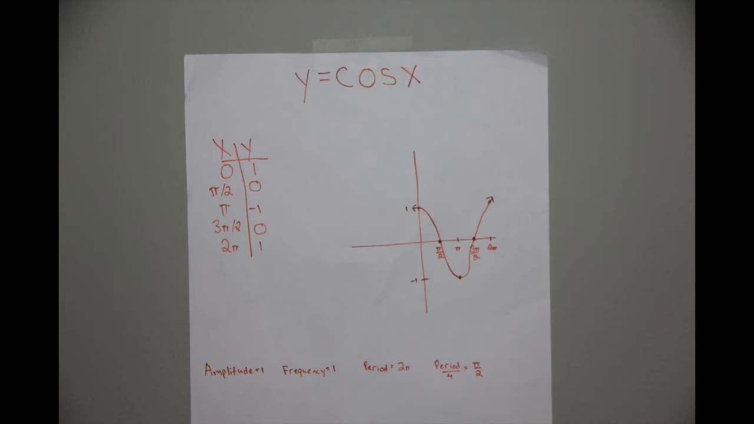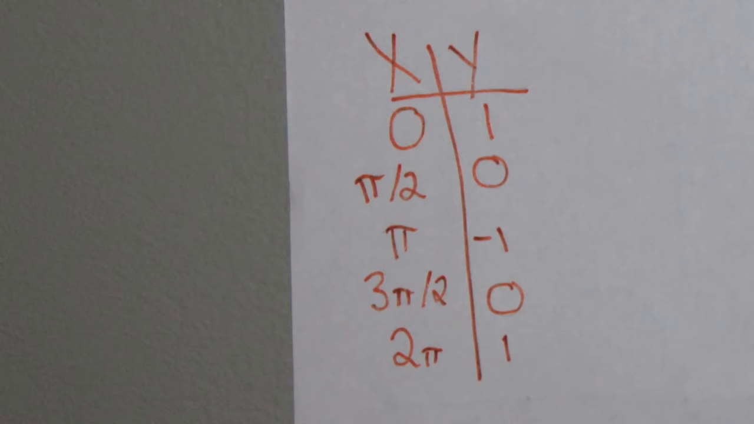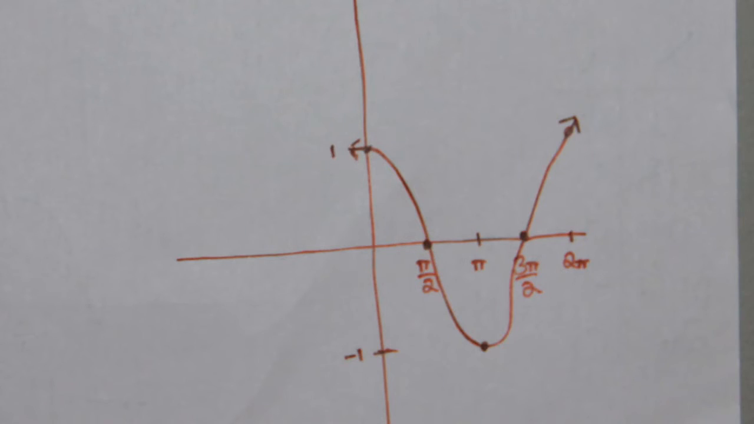How to graph the basic cosine function. Start at the amplitude, 0, 1. Then repeat the same steps for frequency, period, and period over 4 as you would for graphing sine. Plot your points accordingly. Now, time to play connect the dots.